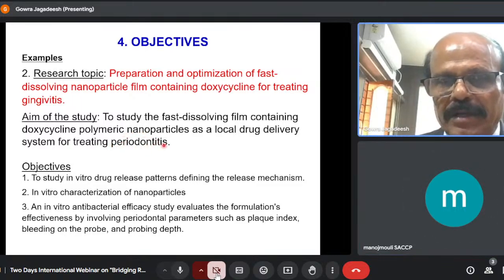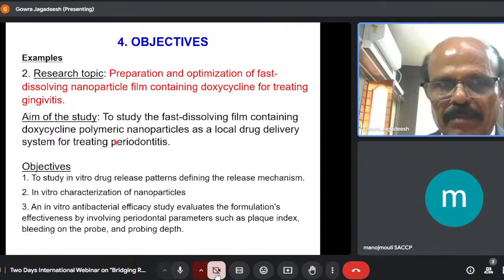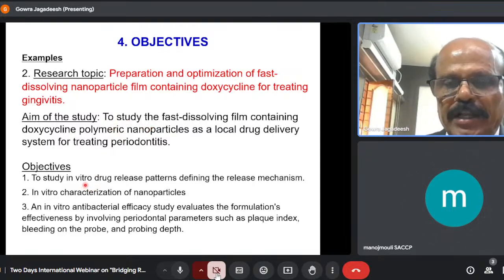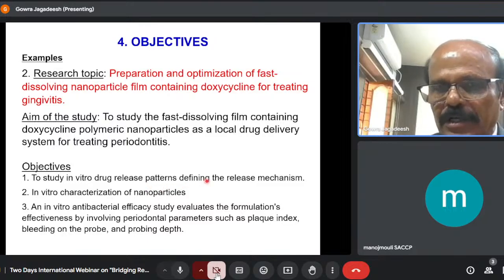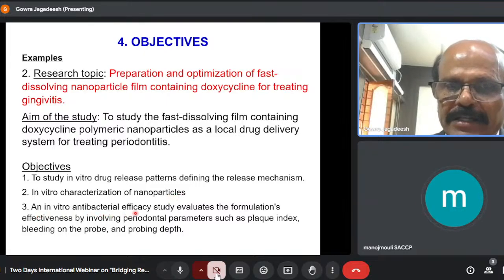So, gingivitis treatment using these polymeric nanoparticles. This is your aim. What are your objectives? One, to study in vitro drug release patterns, defining the release mechanism, in vitro characterization of nanoparticles, and in vitro antibacterial efficacy study, which evaluates the effectiveness.